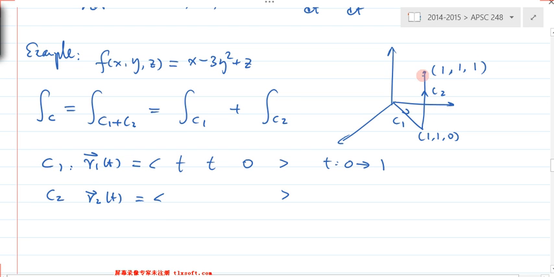So from here to here, what would be a candidate? 0, 0, t, and t goes from 0 to 1. But this is not right. What should that be? 1, 1, t. Remember, this represents the coordinates of the points on the curve. Pick a point: is x 0, y 0? No. What's the x here? 1. What's the y here? 1.